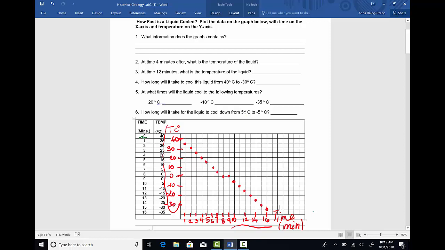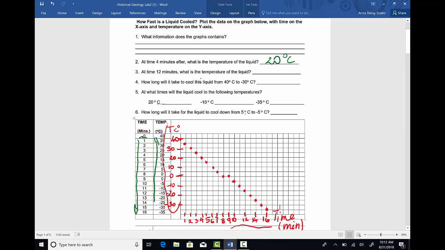So what information does the graph contain? Like what happens with the temperature of this liquid as the time is going on? What happens with the temperature? And then you got the questions. At 4 minutes after, what is the temperature of the liquid? So we come down to 4 minutes and we go up on the curve and you can see that the temperature is 20 degrees. So this one is 20.